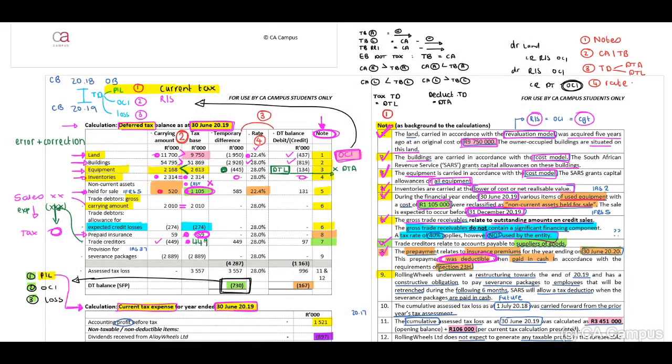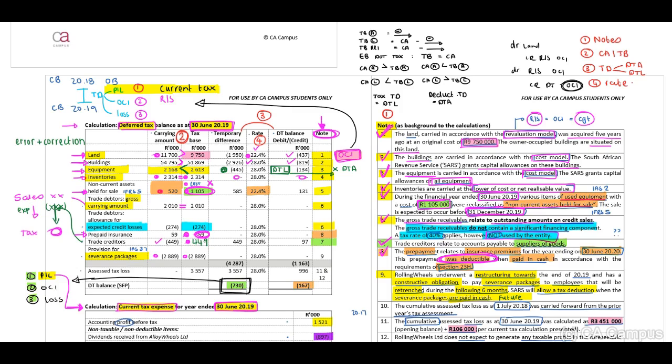Number 9, Rolling Wheels underwent a restructuring towards the end of 2019 and has a constructive obligation to pay severance packages to employees that will be retrenched during the following 6 months. Such will allow a tax deduction when it is paid, therefore in future. Now, when we look at our deferred tax calculation, provision for severance packages, we have our carrying amount 2889, tax base 2889. So let's just quickly think about this.